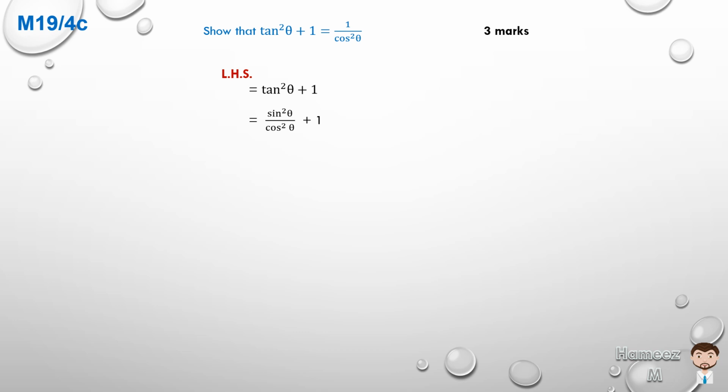And now all we have to do is manipulate the fractions. So that's going to give us sine squared theta plus cos squared theta all over cos squared theta. And sine squared plus cos squared theta is equal to 1. So that's going to give us 1 over cos squared theta, which is equal to the right-hand side. So we've completed the proof.